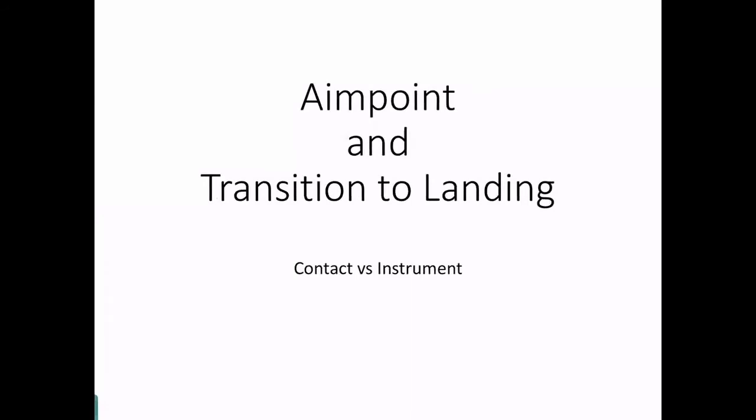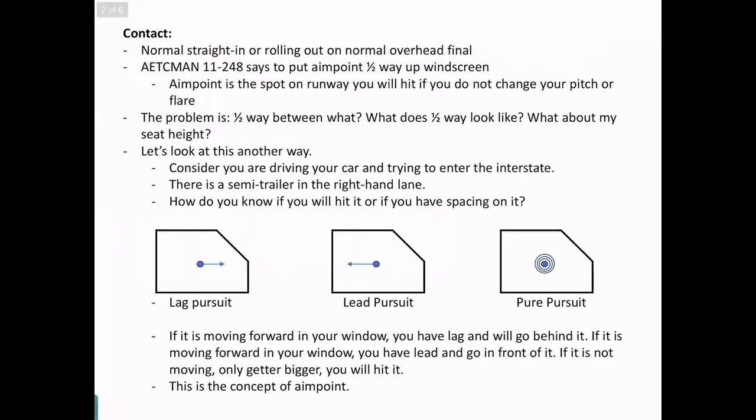So let's come back here and talk about Aimpoint, transition to landing, and landing. Right, in contact, you first start off and learn how to do a normal straight in. You then eventually learn how to do a normal overhead final, or a normal overhead. The final turn, right as you roll out on final, from that point on, it's just like the last little part of a normal straight in. So I'm going to talk as if we're doing a normal straight in.